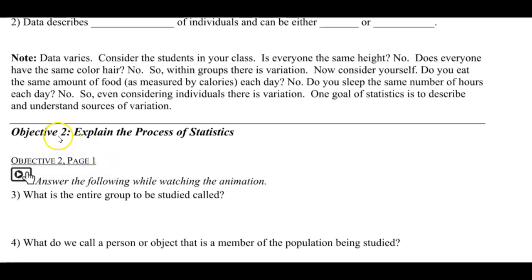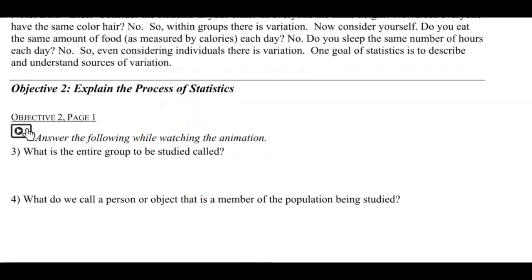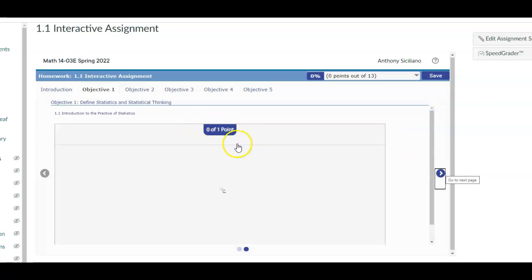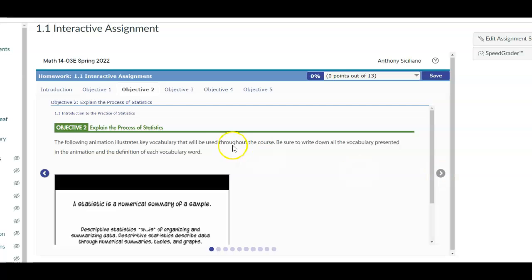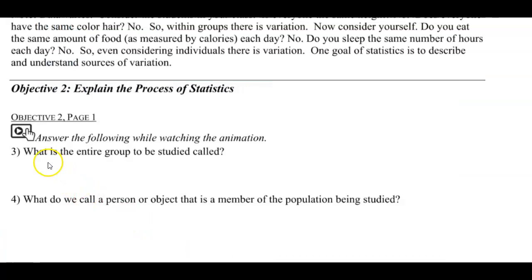Then you would move on to objective number 2, where it says explain the process of statistics. You can go to the next page, which is the question that you need to answer. This is for credit. Once you finish that question, you move on to objective 2, explain the process of statistics. You press play, watch this video, and come back here to answer the following questions. What is the entire group to be studied called? What do we call a person or object that is a member of the population being studied?